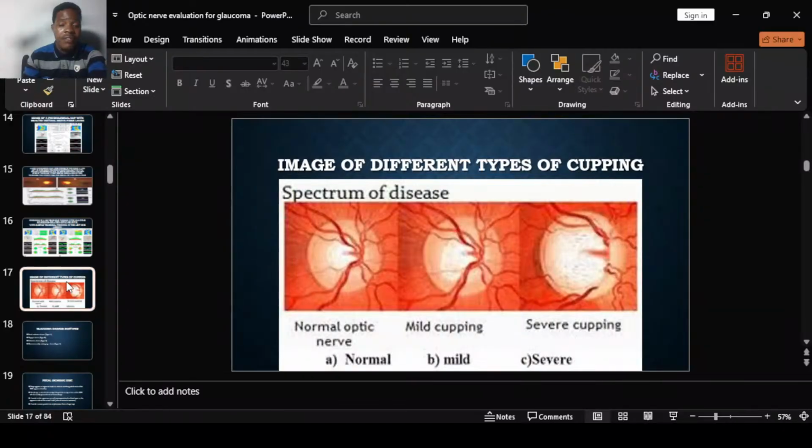Now, having said this, this is an image of different types of cupping. So we see the normal optic nerve. This is a normal cupping. Here we see a mild cupping, and here we see severe cupping. There are important things we need to note here, but I don't want to be faster than myself. So these are different types of cupping: normal, mild, severe, according to how you want to categorize it.